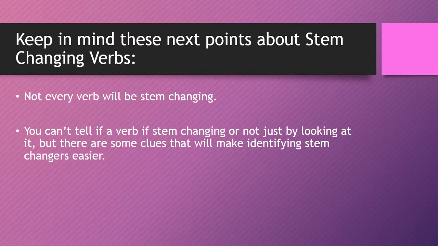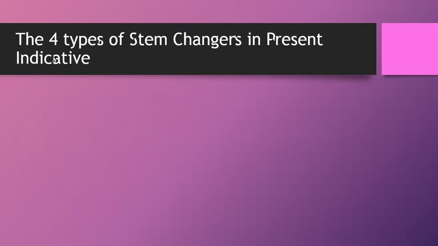And the answer is that you really cannot tell just by looking at the verb if it stem changes or if it doesn't. There are, however, a couple of clues that we're going to look at in a second that will help make identifying if a verb could possibly stem change a lot easier. Let's first look at the different types of stem changers in present indicative.